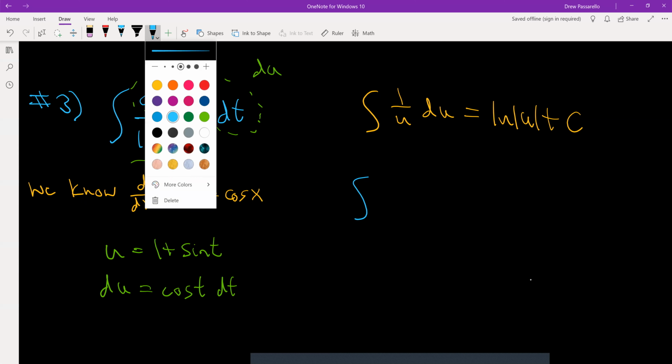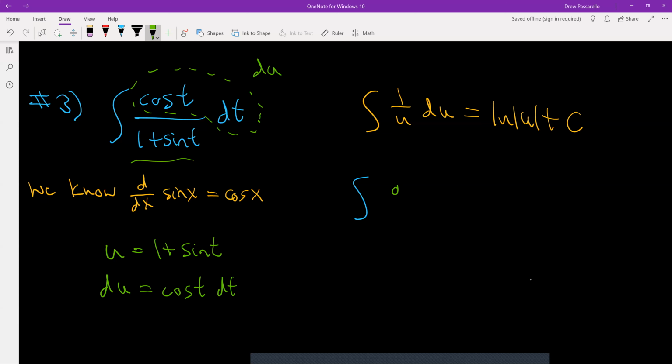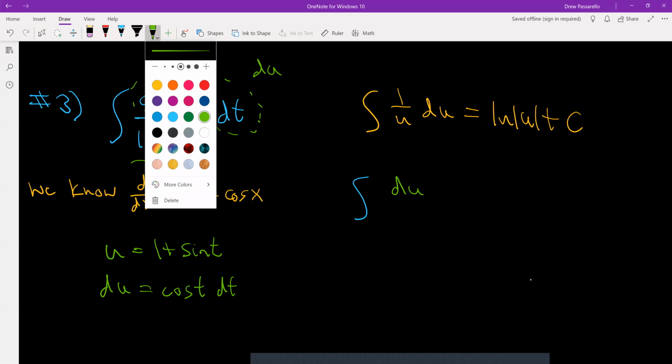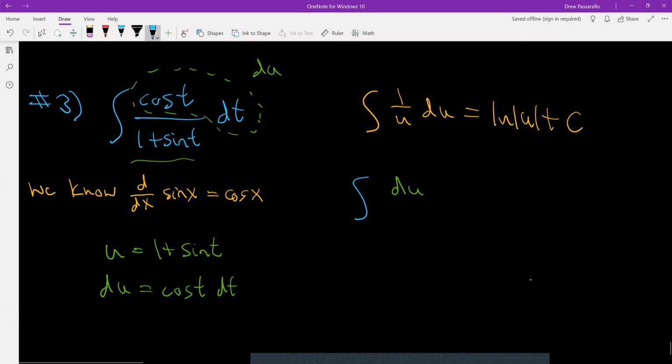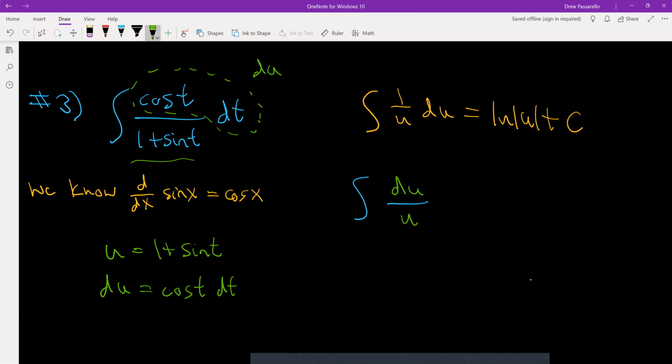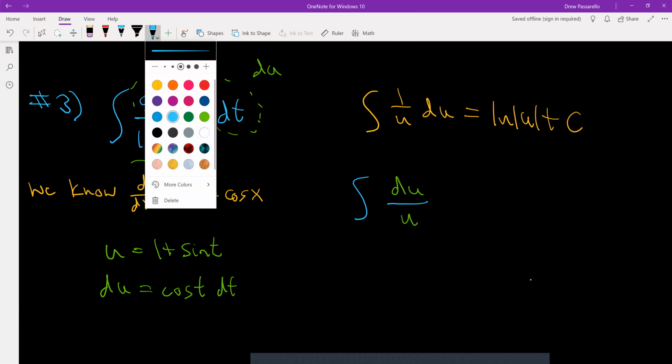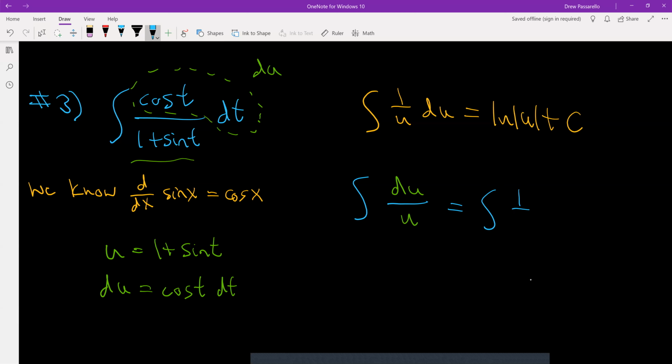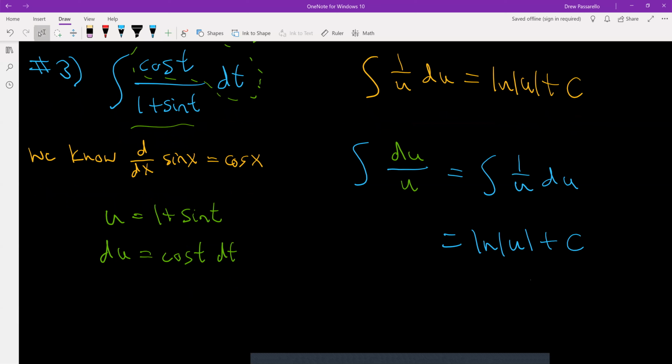So I have basically du over u. All right, and then that is the same as just 1 over u du. So it's ln of u plus c, and then I just back substitute. Well, what was u? u was 1 plus sine of t. All right, and that's it.